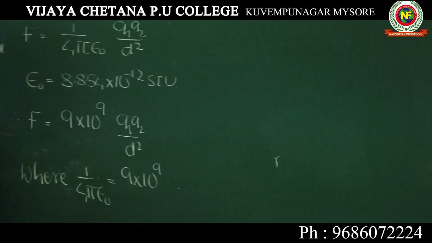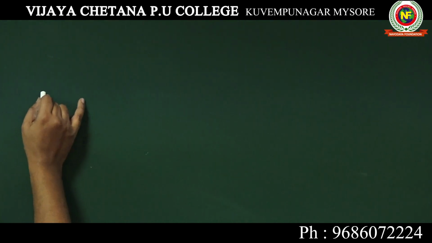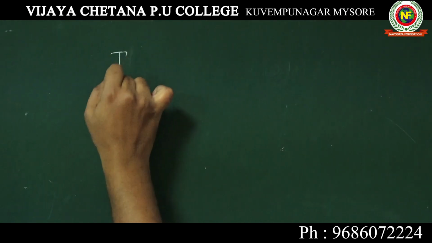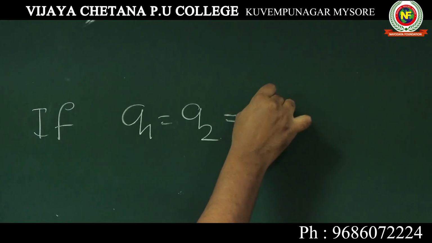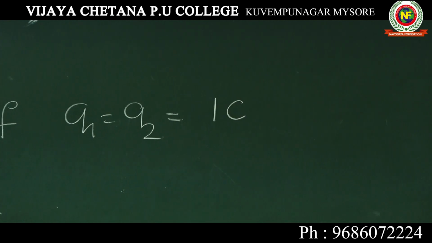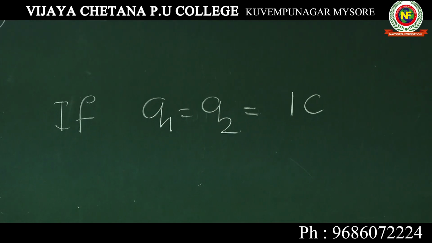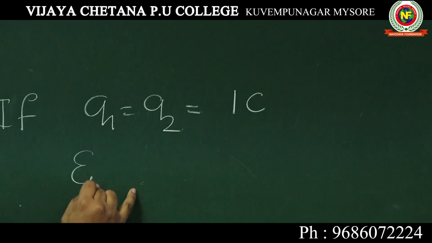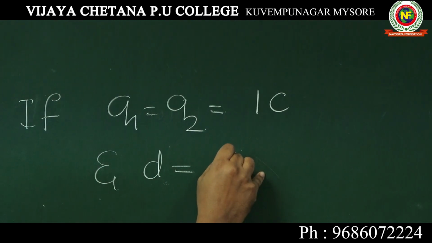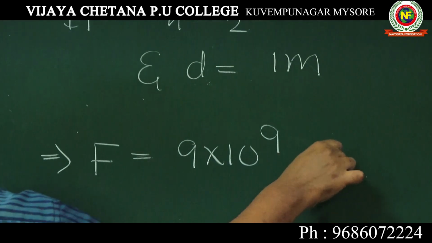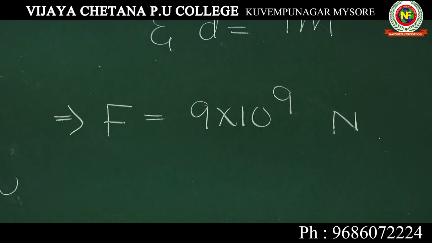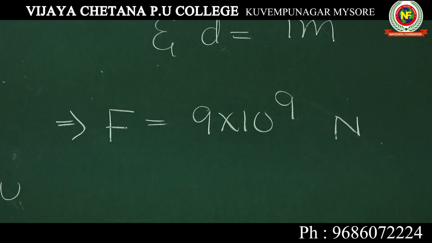After having this, let me impose a condition. Under the circumstance when Q1 is equal to Q2 is equal to 1 coulomb, coulomb being the SI unit. If I assume that these two are 1 coulomb and the distance of separation is equal to 1 meter, then force becomes equal to 9 into 10 to the power of 9 newtons. Isn't it? 9 into 10 to the power of 9 newtons. Therefore, I can say like this.